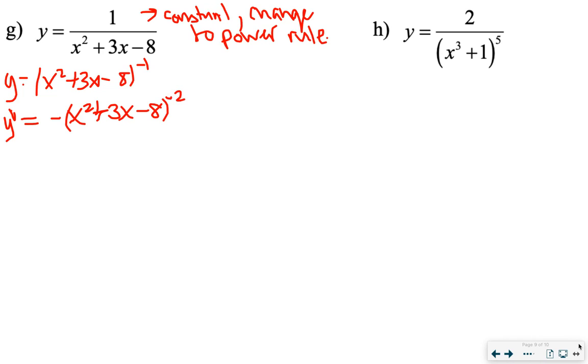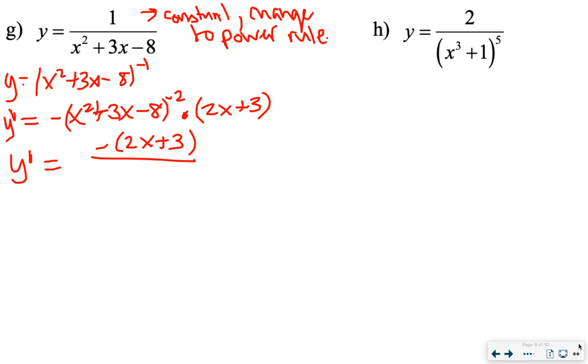And a 9 to multiply by the derivative of what's inside of my brackets, which is 2x plus 3. And that gives me then as my y prime negative of 2x plus 3, all over my x squared plus 3x minus 8 squared.